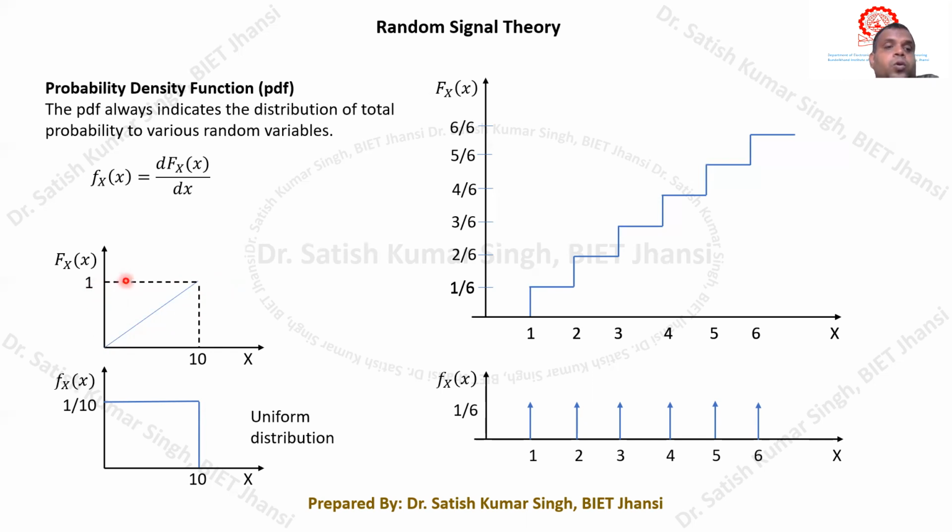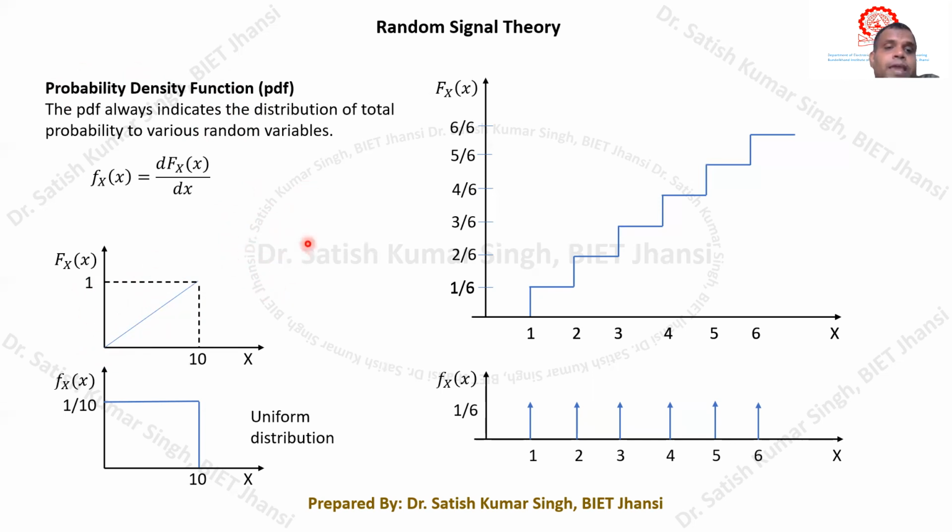Now if you want to calculate the probability density function, then we have to differentiate this particular graph. How can this expression be written? It is a linear equation. It can be written as y equals mx, where m is the slope of this particular curve, and that you can calculate, which comes out as 1 by 10.